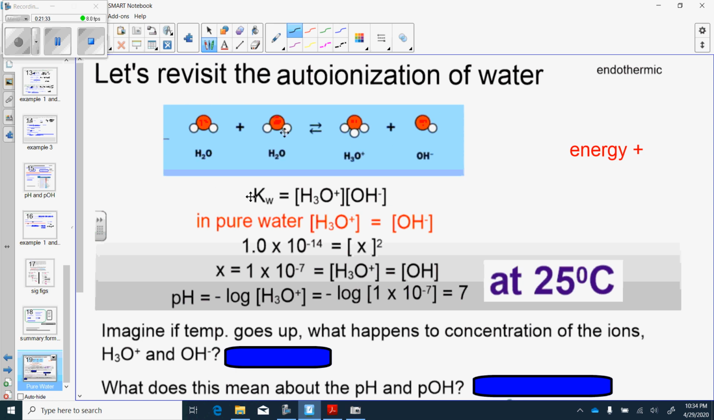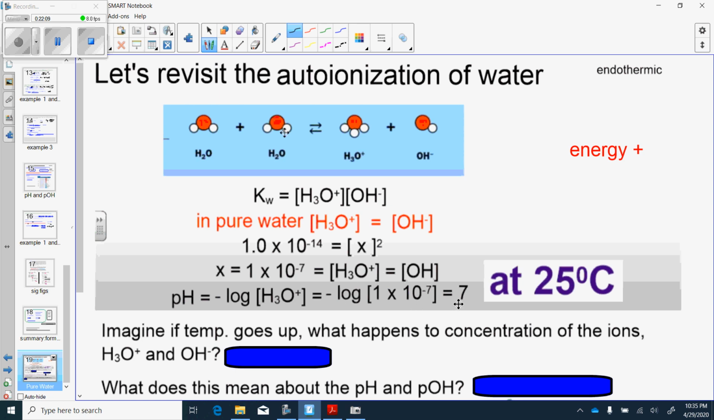You can use Kw, and Kw is that ion product constant. Taking these two guys, multiplying them together, is always going to be 1 times 10 to the 14. So in pure water, we're assuming it's neutral, so these guys are equal. If we use x to represent each of them, we can take the square root of our Kw and get our value for x, which would be the value for both of our solutions. If we plug that into our formula, we're going to find that we have a pH of 7.